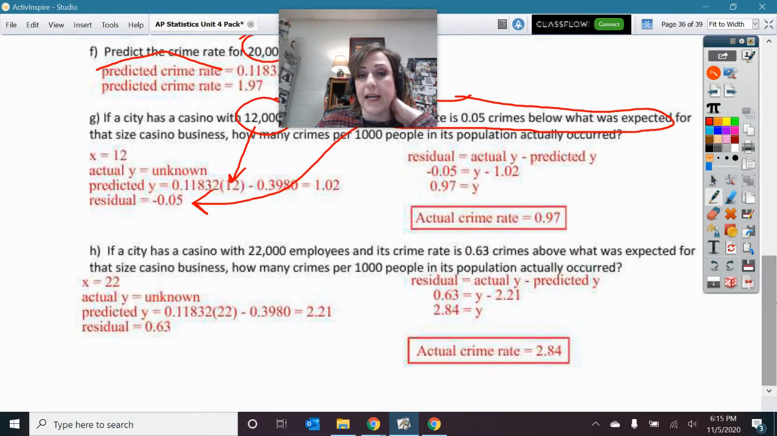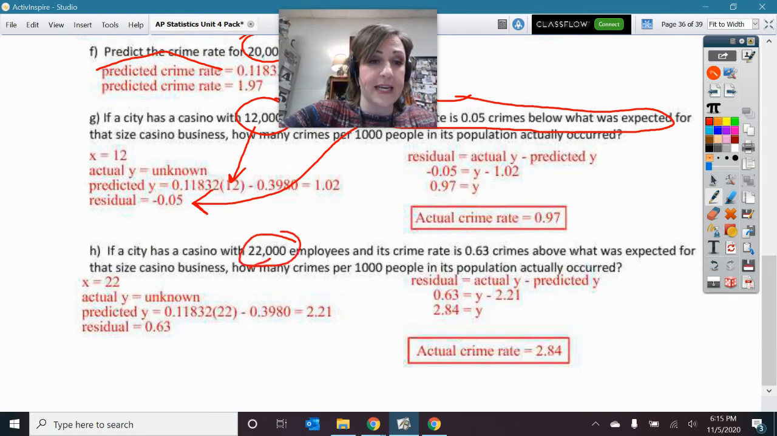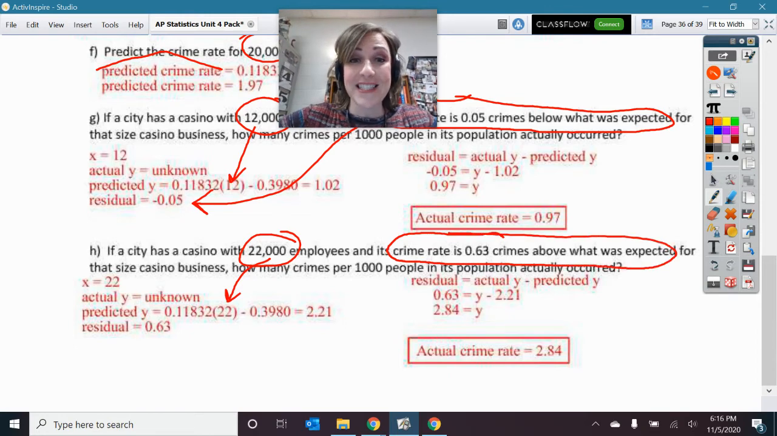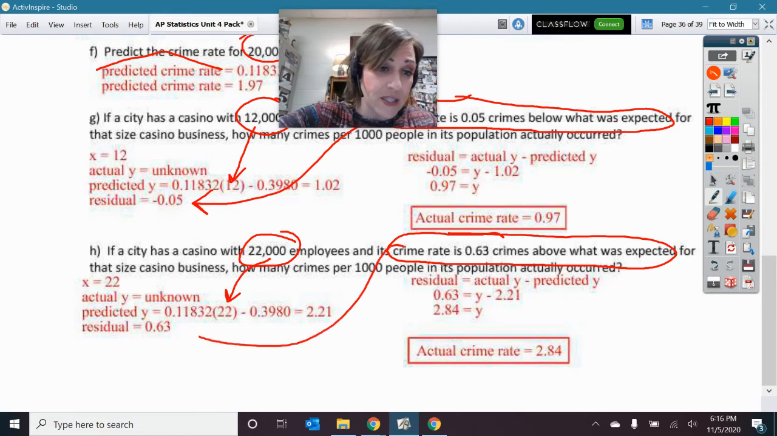All right. Now here's this next one. Here we have the 22,000 employees. So I'm going to take that and put that into my equation with 22. And look, here we go again. The crime rate is 0.63 crimes above what was expected. That's the residual. That told me the residual right there.